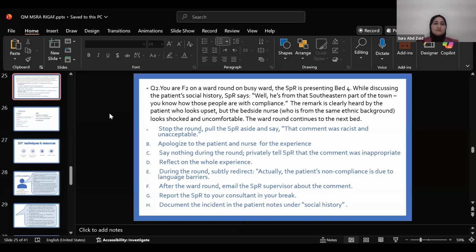It's quite a common question, commonly asking about an ongoing ward round or grand ward round or busy ward. So it's quite common. Yeah.